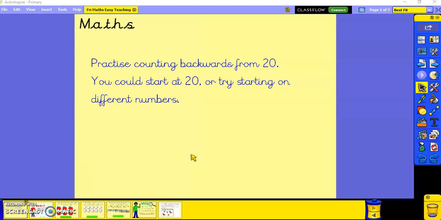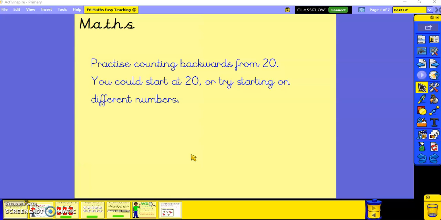So 13, 12, 11, 10, 9, 8, 7, 6, 5, 4, 3, 2, 1, and 0. So well done for everyone joining in there. This time you're going to do it on your own. So can you start on the number 15 and count backwards to 0? So pause the video.